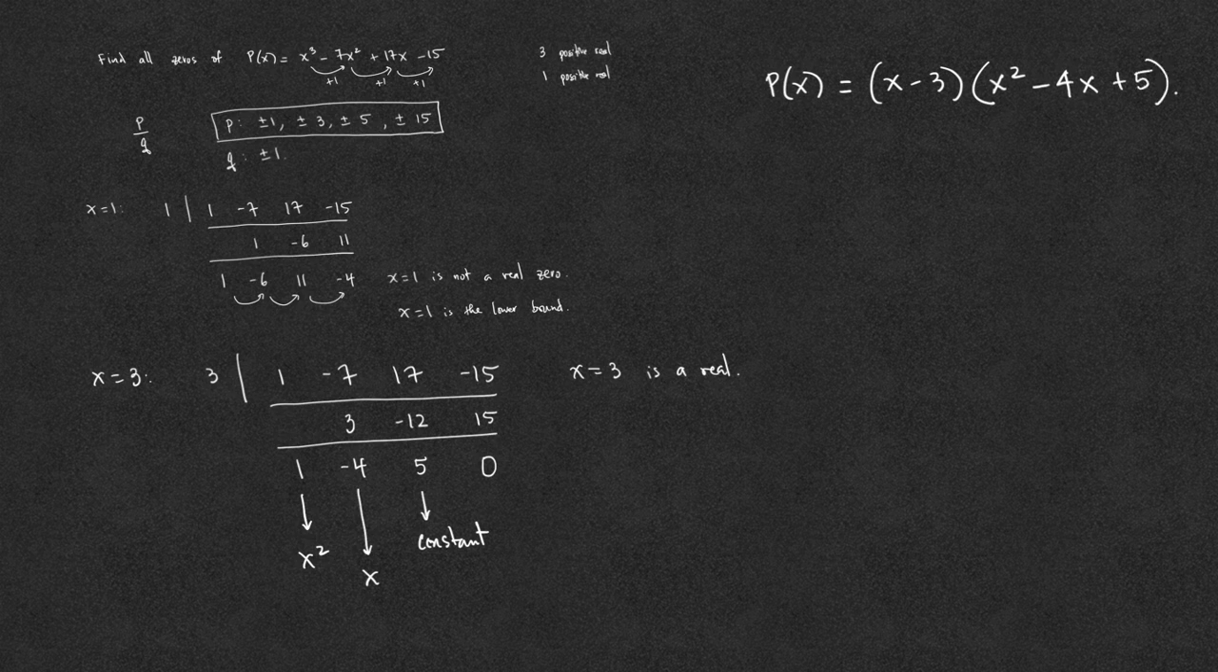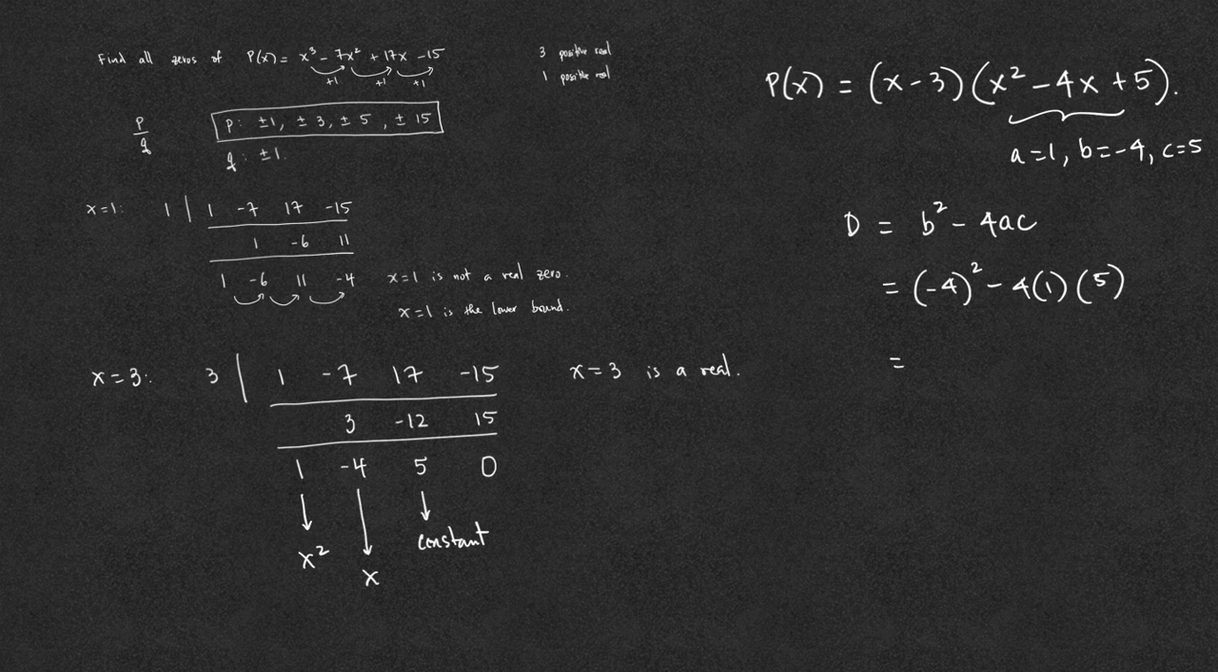To find the remaining zeros, we can either try to factor it, which in this case we won't be able to, or use the quadratic formula to solve for the complex solutions. This quadratic expression has a equals 1, b equals negative 4, and c equals 5. The discriminant d is b squared minus 4ac. b is negative 4, a is 1, c is 5, and so it is 16 minus 20, which is negative 4. So we know that it doesn't have any real solution. The solutions will be complex.